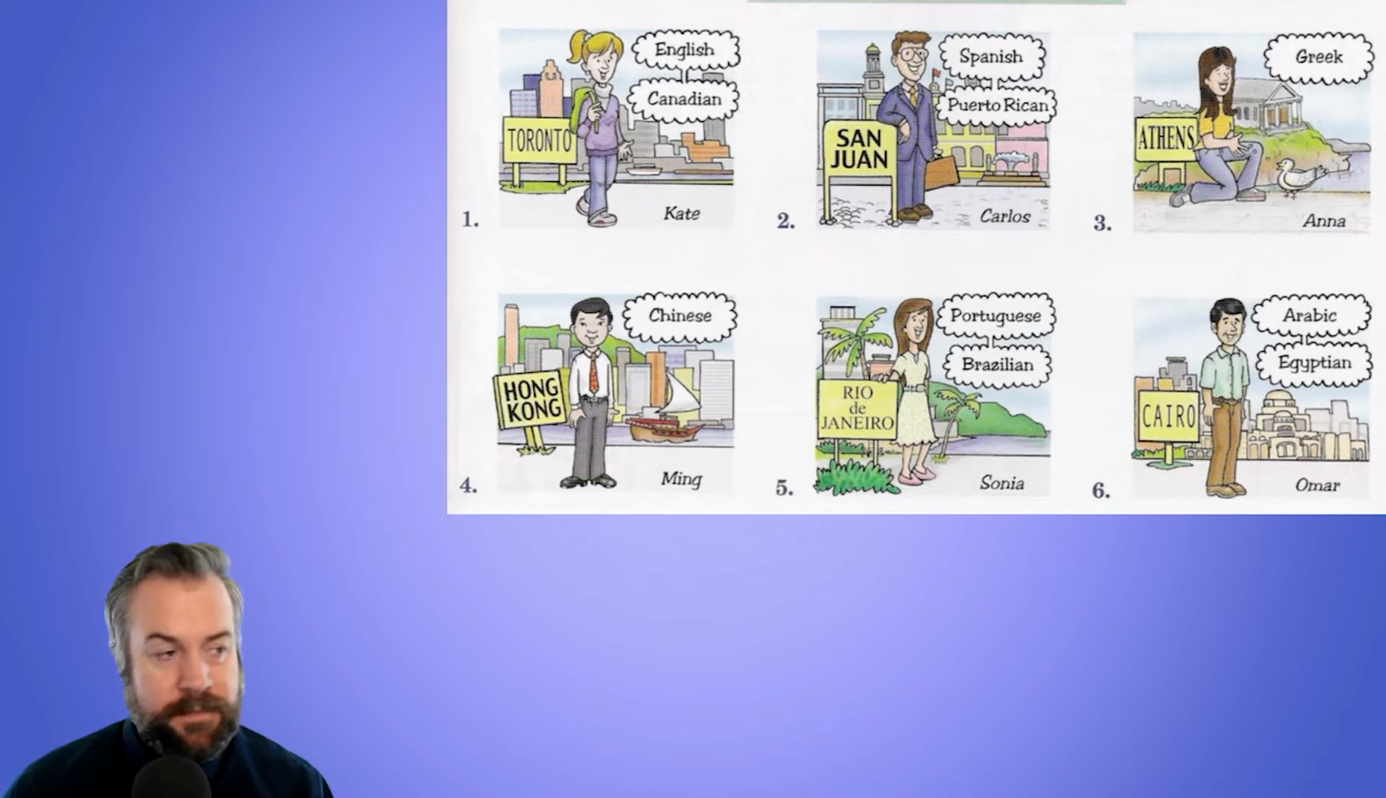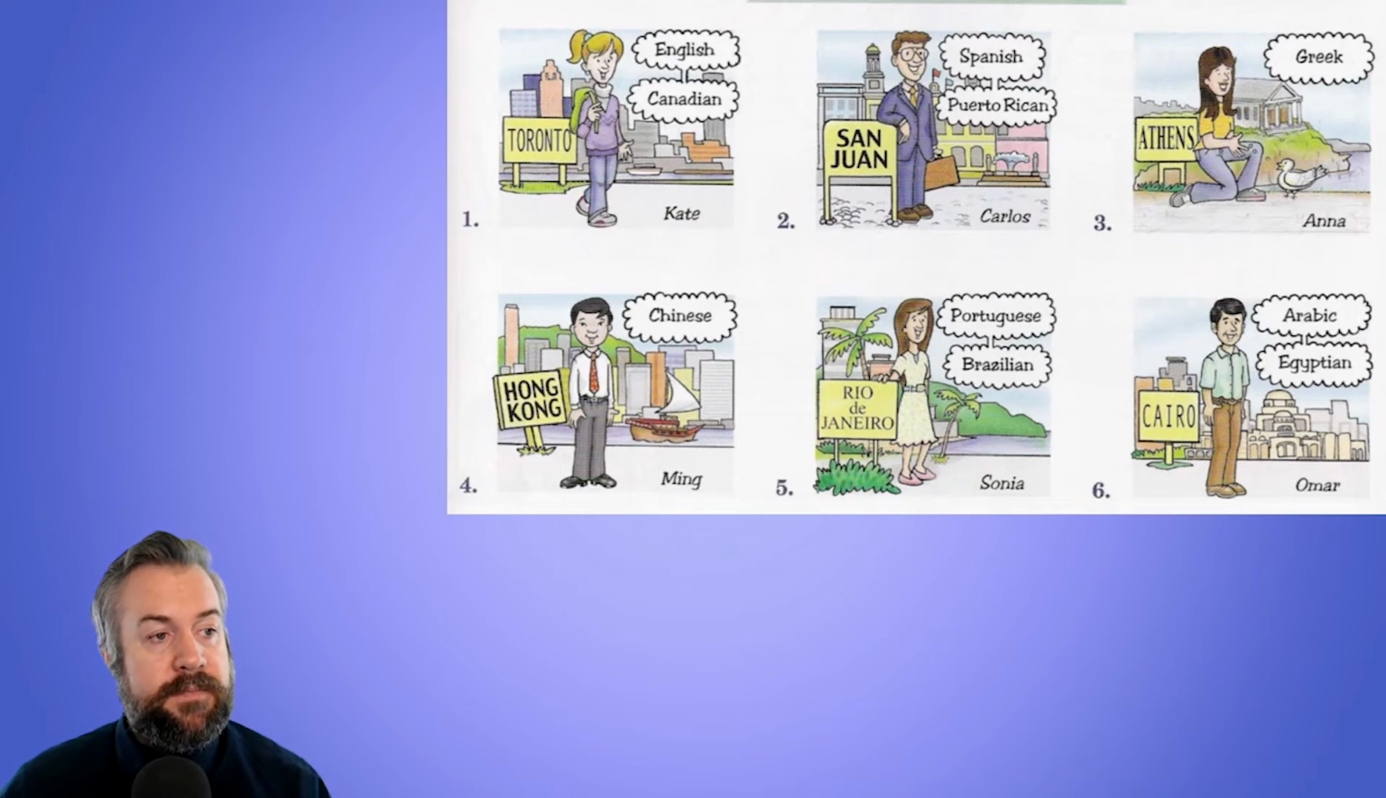Number 4. What is his name? His name is Ming. Where does he live? He lives in Hong Kong. What language does he speak? He speaks Chinese. What does he do every day? He eats Chinese food. He reads Chinese news. And he listens to Chinese music.